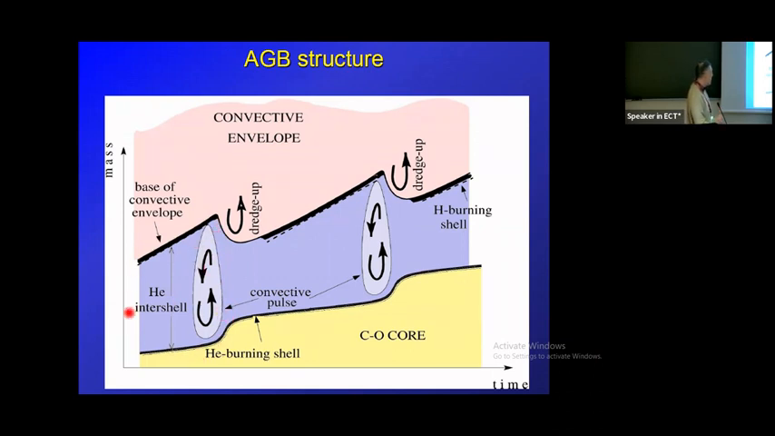Then, as soon as the conditions for a radiative helium burning are attained, the convection switches off, but all this region is expanding, and at a certain point, the hydrogen burning shell may switch off, and the convective envelope may penetrate in this region, which is extremely rich in carbon because of the triple alpha reaction.